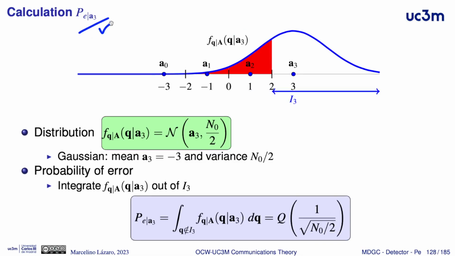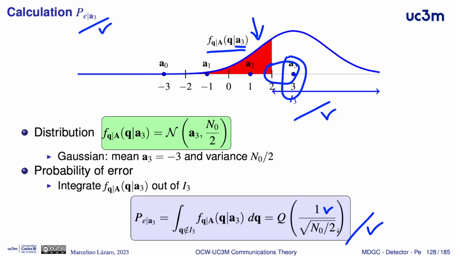Finally, when we transmit A3, the last symbol, the conditional distribution of the observation given A3 is a Gaussian distribution of mean A3. In this case, the mean is 3. It is necessary to integrate this Gaussian out of the decision region of this symbol, the decision region is values higher than 2, so we need to integrate the Gaussian distribution for values lower than 2, the red area that we have in this picture, and this is given by Q of numerator 1, the distance between the mean and the threshold, denominator square root of N0 halves.